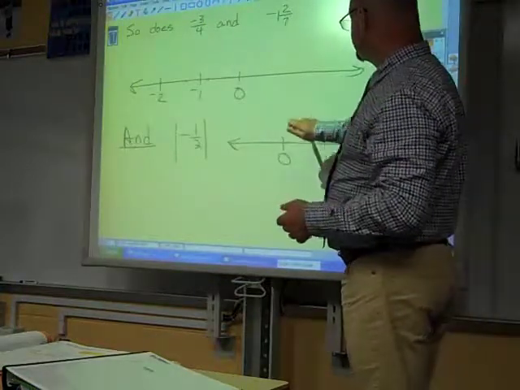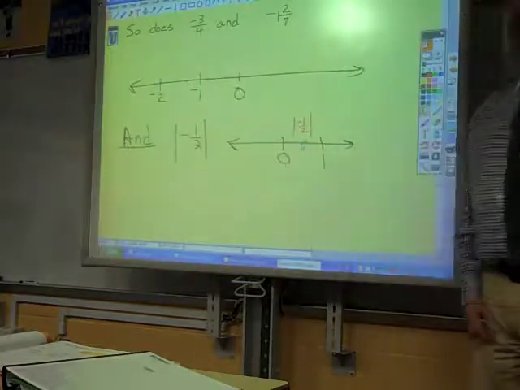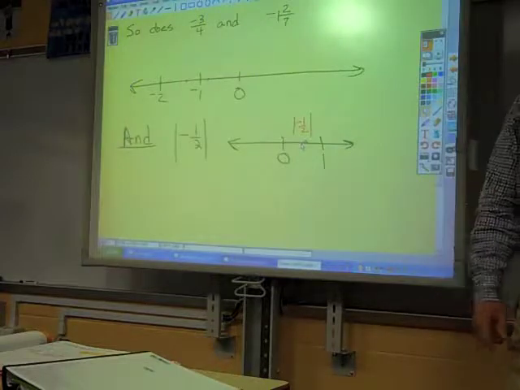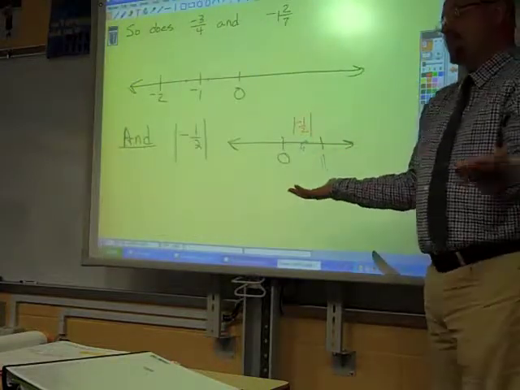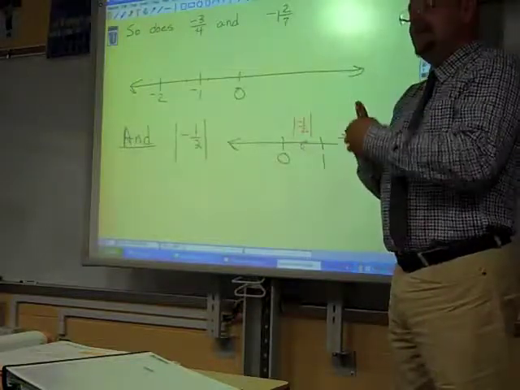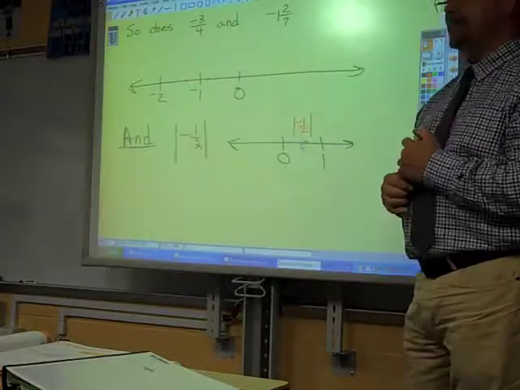And then, what other fraction would live exactly at that same point? Name me another fraction that lives exactly there. Chase? Yeah, 1/2 lives there, as well as the absolute value of 1/2 lives there. It's the same value with different names. Okay, so we treat them a little bit differently. Any questions on that?